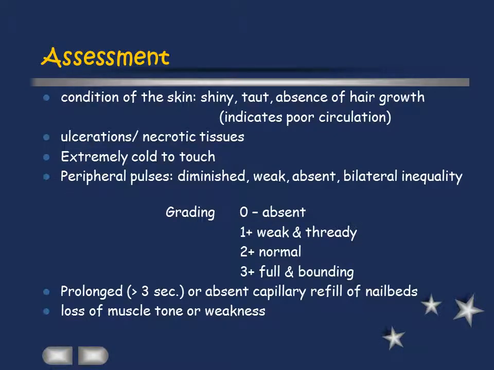Now, assessment includes the condition of the skin. Shiny, taut skin and absence of hair growth indicate poor circulation. Then assess for ulceration or necrotic tissues, and extremities that are cold to touch. Then peripheral pulses: diminished, weak, absent, bilateral inequality. Then we have to give grading: 0 is absent, 1 plus is weak and thready pulse, 2 plus is normal pulse, and 3 plus is full and bounding pulse. Then prolonged or absent capillary refill of nail beds, and loss of muscle tone or weakness.